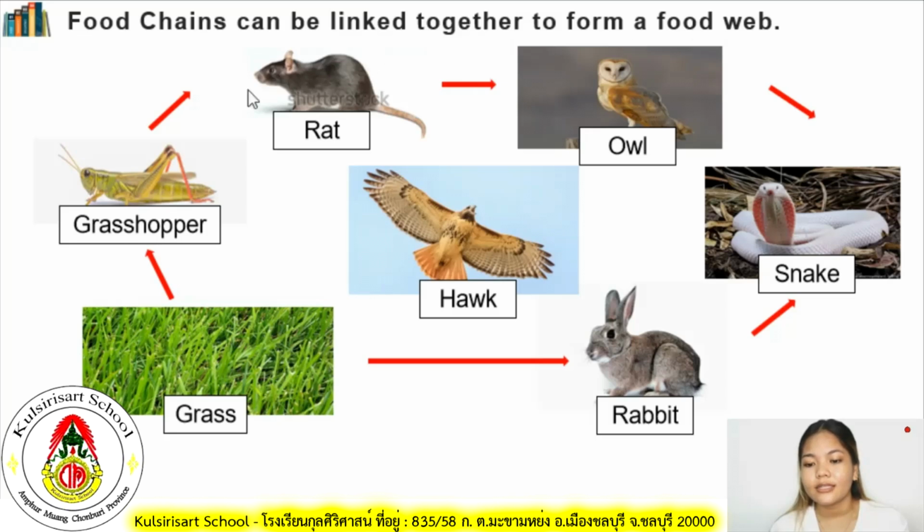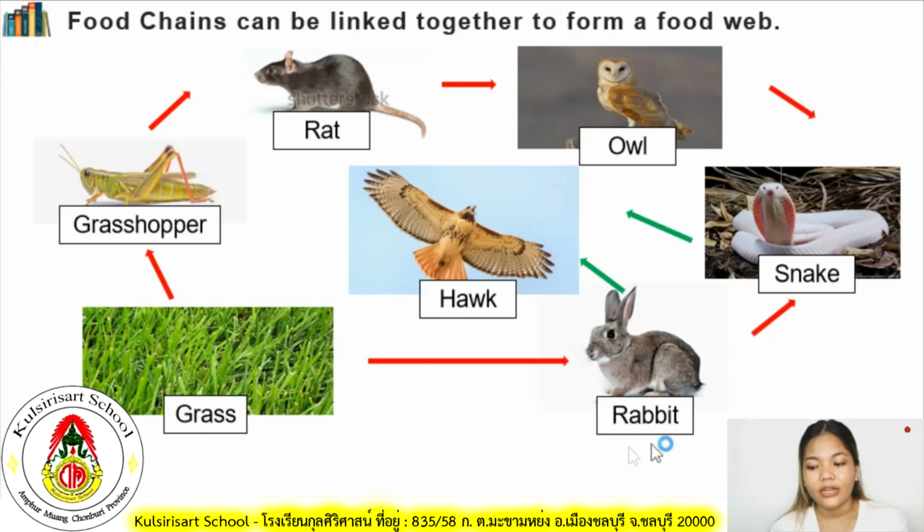So in this diagram right here, you can see that we already have two food chains. The first one is grass, grasshopper, rat, owl, and snake. The second food chain is grass, rabbit, and snake. Now, when the rabbit is eaten by the hawk, we have another food chain: grass, rabbit, and hawk. When the snake is eaten by the hawk, we have another food chain.